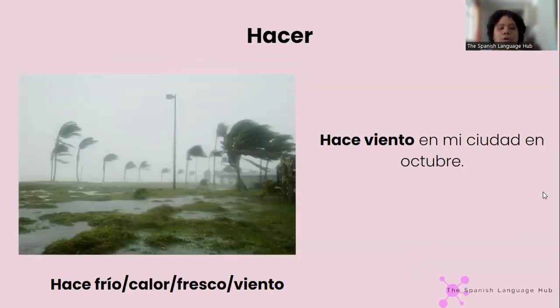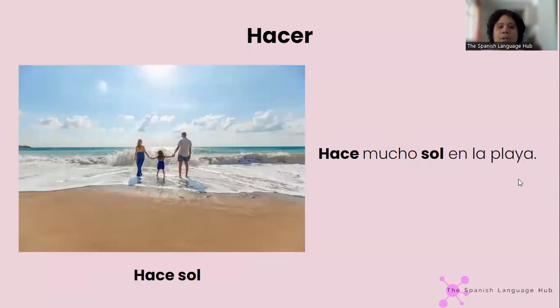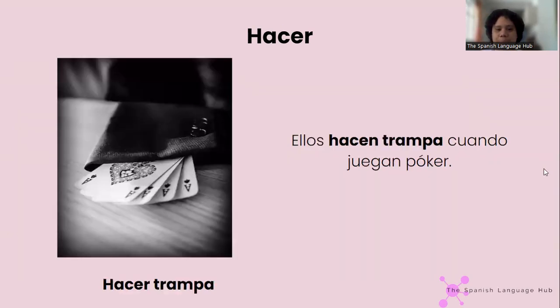Hace frío, calor, fresco, viento. So, it's cold, it's hot, it's cool, it's windy. Hace viento en mi ciudad en octubre. So, it's windy in my city in October. Hacer sol also means it's sunny, like hay sol, remember? They both mean the same. Hace sol or hay sol, it's sunny. Hace mucho sol en la playa. It's very sunny at the beach.